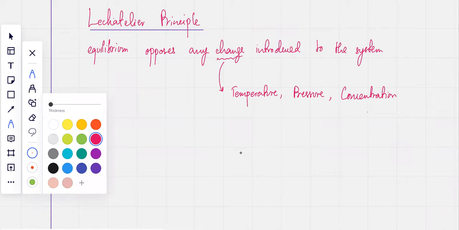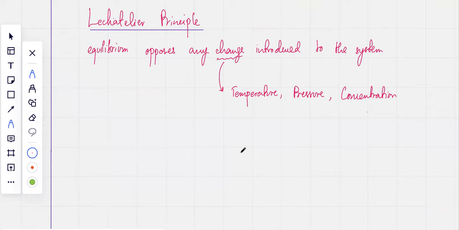So the first one is, let's talk about temperature. Can you even tell me what happens when you increase temperature? Which reaction is favored? Forward. If you increase temperature, because we don't know, is it going to be endothermic or exothermic? Exo. Remember, when you increase temperature, it's always going to be the endothermic reaction that's favored.